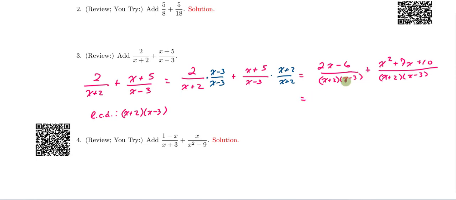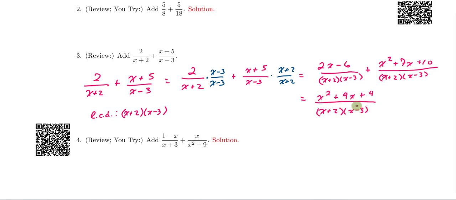So now all we need to do is combine together like terms as we add together these fractions. So we're adding together the two numerators. Remember, we don't add the denominators. How do you add fractions? You add their numerators once you've got a common denominator. And so we get x squared plus 9x plus 4 all over x plus 2 times x minus 3.